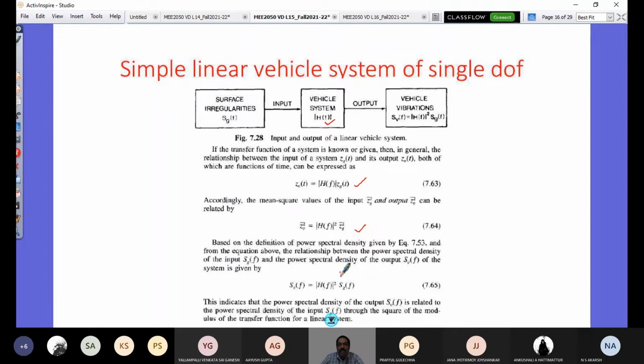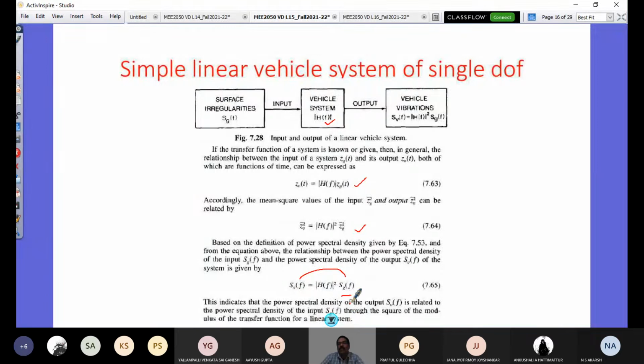So what is this SV of F? To get this SV of F, I certainly use this SG of F. SG of F is the characterization of your road, and this is your vehicle system, right? So this indicates that the power spectral density of the output, SV of F, is related to the power spectral density of the input, SG of F, through the square of the modulus of the transfer function of a linear system.